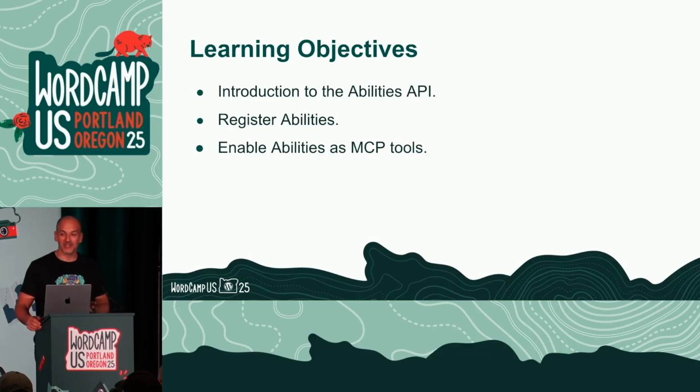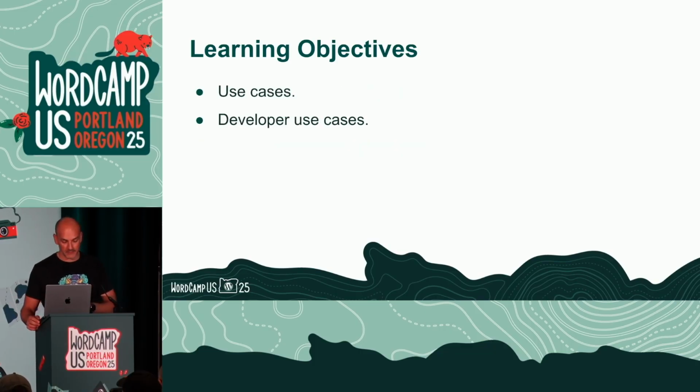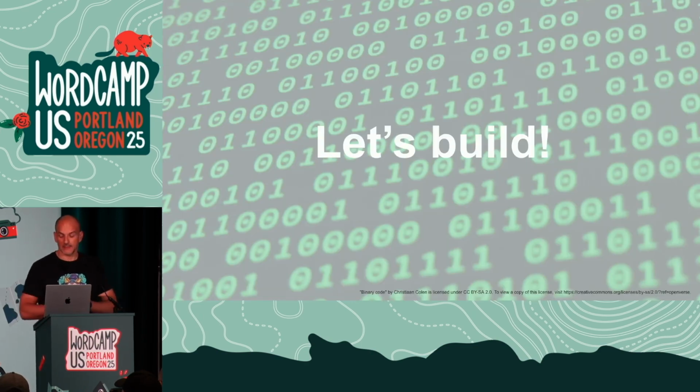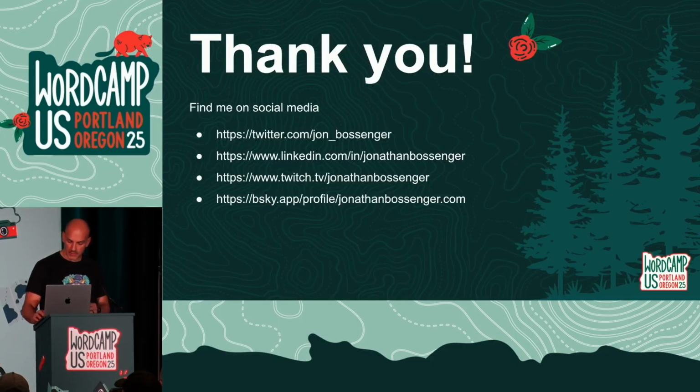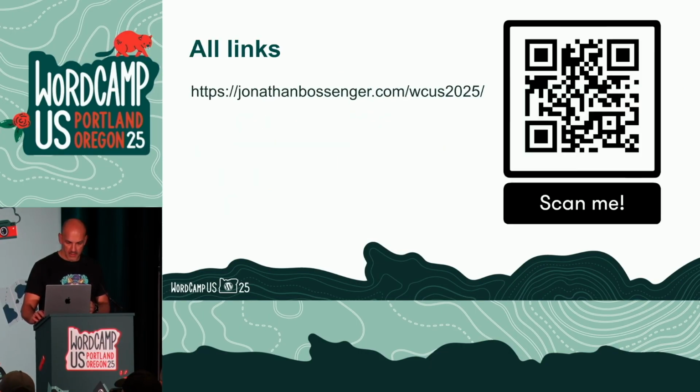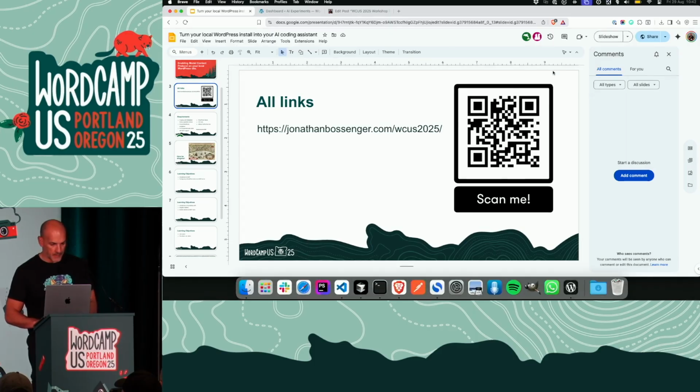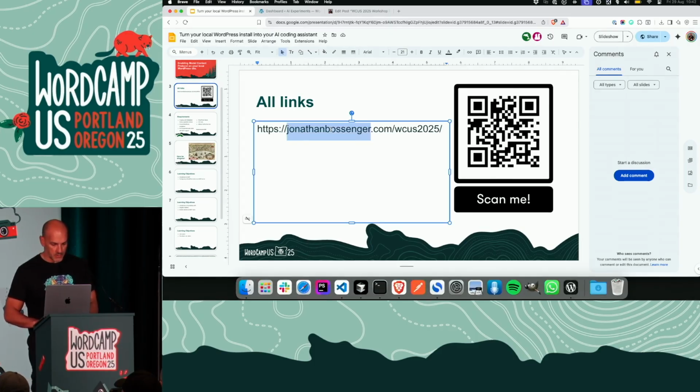And then I'm going to show you how to enable abilities as MCP tools and the kind of things you can do with it. Hopefully we'll look at some cool use cases. I'm hoping we get through the setup pretty quickly, because then we can build some cool stuff. If we don't, I've got some example code that I can show you. All right. That wasn't the one that I wanted. There. So, let me open up this.